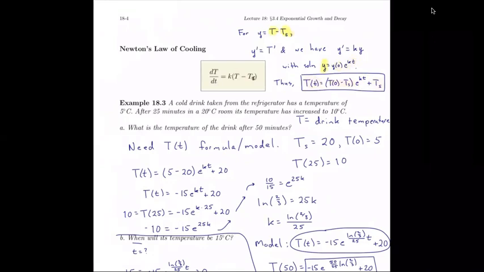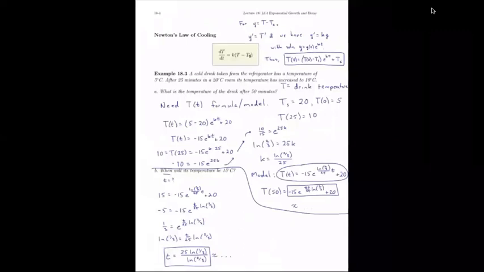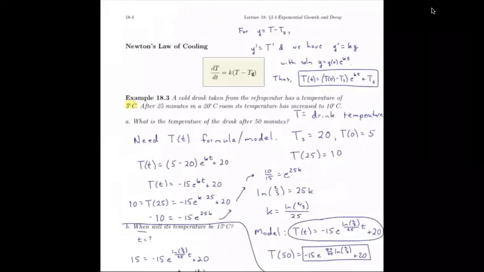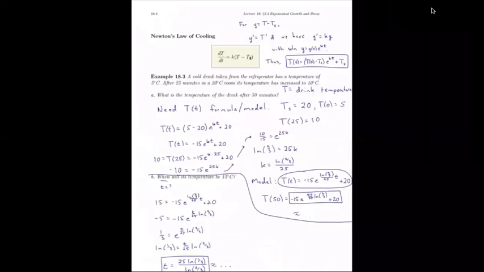Okay, but once this formula is in hand, which it is now, we're equipped and ready to do Newton's law of cooling and heating temperature problems. We can just use this formula as we have it right here. So let's have a look at this example. A cold drink taken from the refrigerator has a temperature of 5 degrees Celsius. After 25 minutes in a 20 degrees Celsius room, its temperature has increased to 10 degrees Celsius. Of course, we take a drink that's 5 degrees, we put it in a 20-degree room, and the drink is going to warm up. Its temperature is going to increase over time until it more or less is equal to the room temperature.